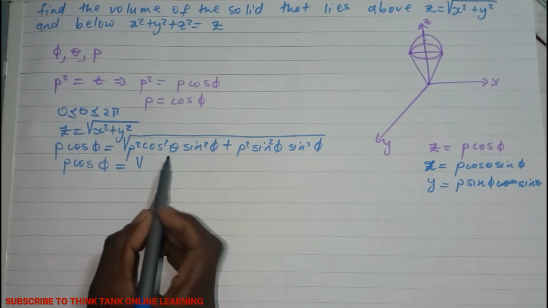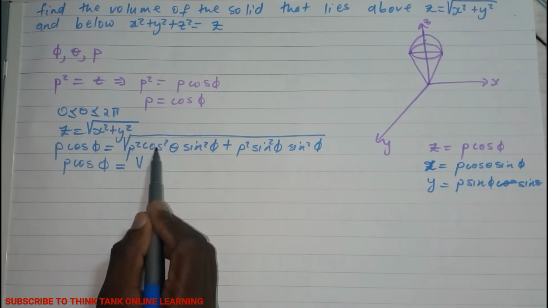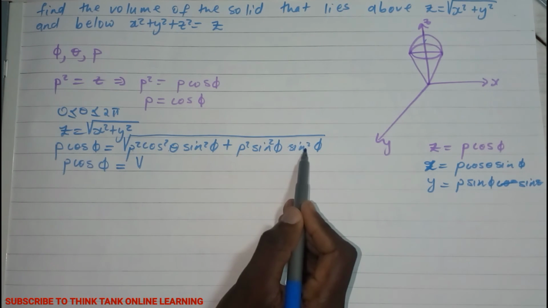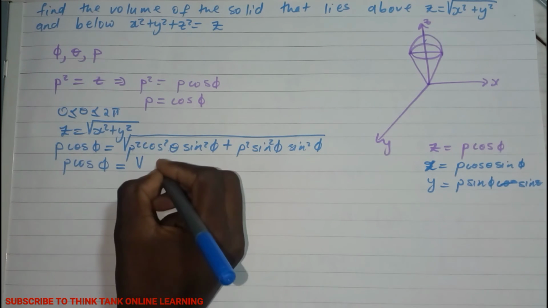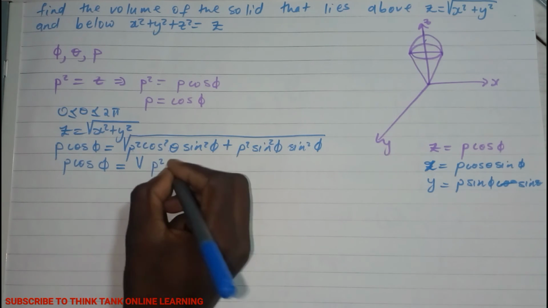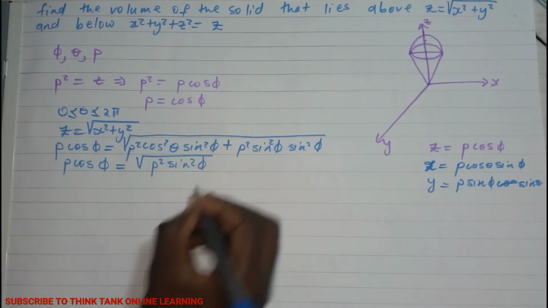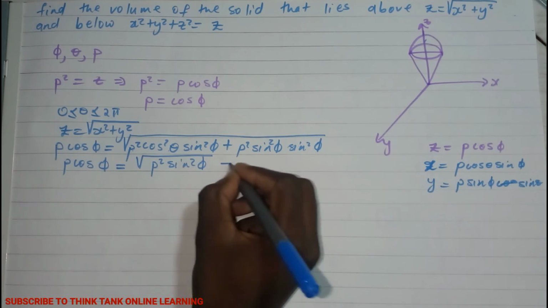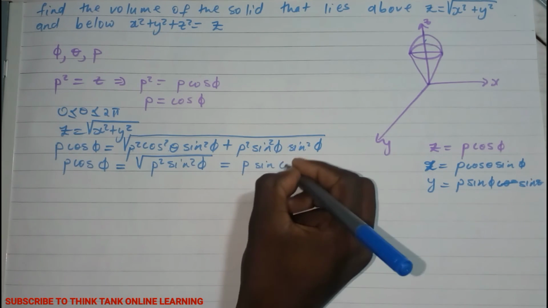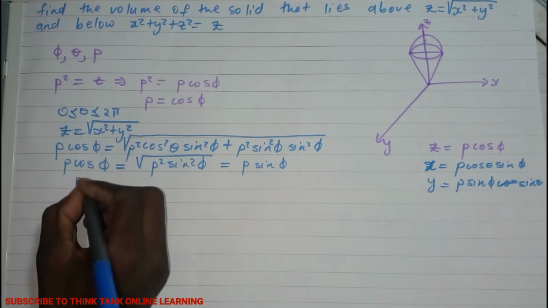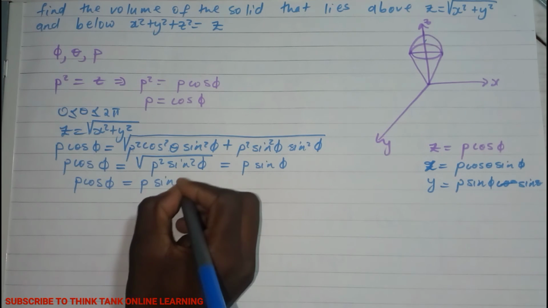So if you factor out rho squared sine squared phi, we're going to have cos squared theta here, sine squared theta here, and that gives 1. That means we're left inside the square root with rho squared sine squared phi. The square root of rho squared is rho, and the square root of sine squared phi is sine phi.